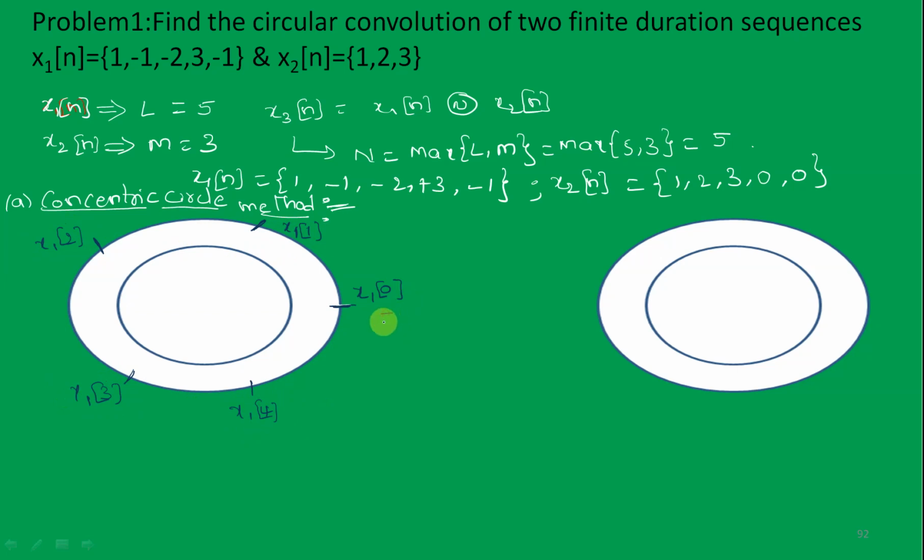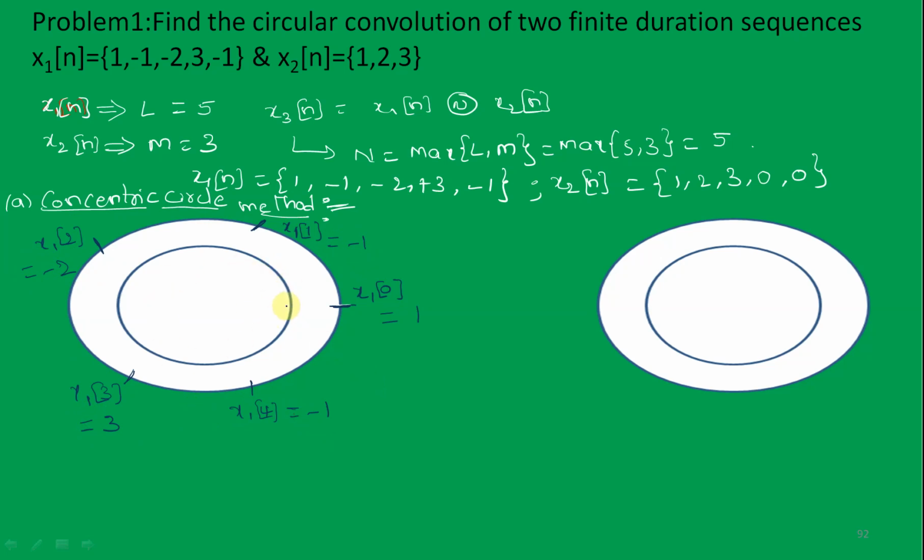So what is the value here? x1 of 0 is 1, x1 of 1 is minus 1, x1 of 2 is minus 2, x1 of 3 is 3, and x1 of 4 is minus 1. Okay. Now coming to the inner circle.